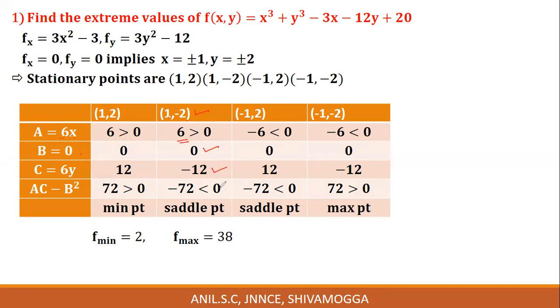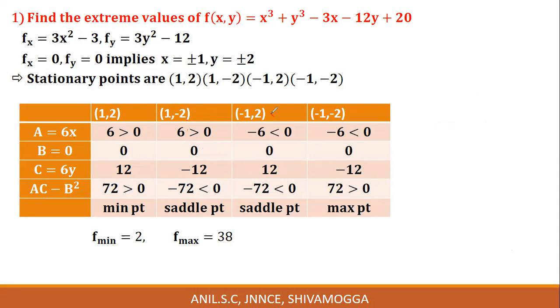Let's find AC minus b square. AC is 6 into minus 12, which is minus 72. Minus b square, and b square is 0. Therefore, this is minus 72, which is less than 0. If AC minus b square is less than or equal to 0, we call the point a saddle point. At this point, the function will not attain its maximum or minimum value. Therefore, this is called a saddle point.